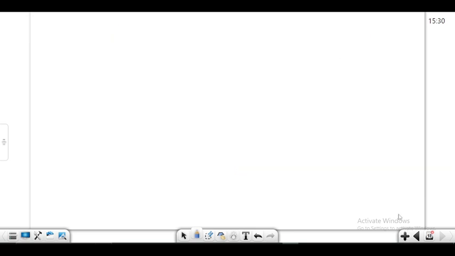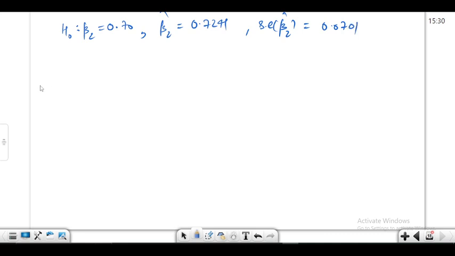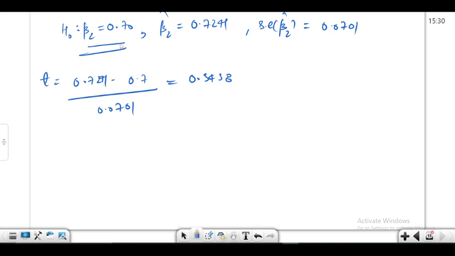So for example, this is an imaginary example, just to give you an idea of what this means. Suppose H naught is beta 2 is equal to 0.70, beta 2 hat is equal to 0.7241, and the standard error of beta 2 hat is equal to 0.0701. For this, the t value comes out to be 0.7241 minus 0.7 upon 0.0701, which will come out to be roughly 0.3438. This is for your null hypothesis saying that your beta 2 value is equal to 0.70.